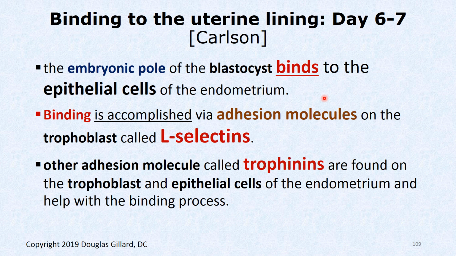Now it just doesn't bind. There's some receptors that do the binding. So the big one on the trophoblast is called L-selectins. So these are the binding receptors on the trophoblast, or on the zygote, if you will, or on the embryo. So those are going to hook up with receptors on the epithelial cells of the endometrium. And those are called trophinins. And there's also some other ones we won't get into on the trophoblast as well. But trophinins and L-selectins bind together.